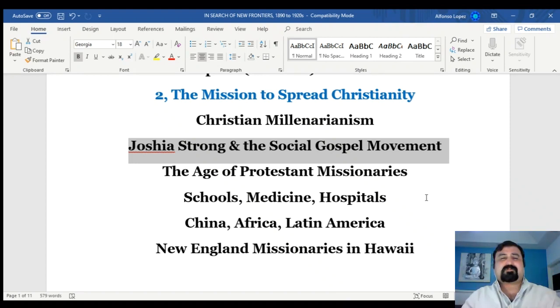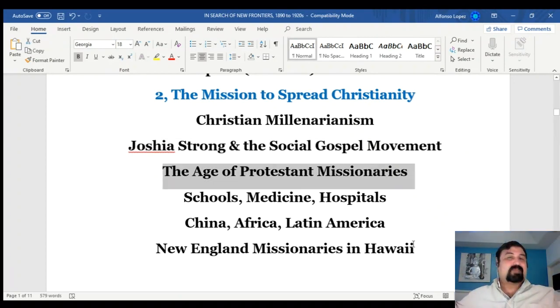This was the age of the Protestant missionaries, as it was called, because there were millions of missionaries going to places like China, Africa, and Latin America, building missions and spreading the gospel, spreading Christianity in those societies, in preparation for what they believed was the second coming of Christ, but at the same time preparing peoples for the arrival of modernity, to live in a modern civilization, that is to say.